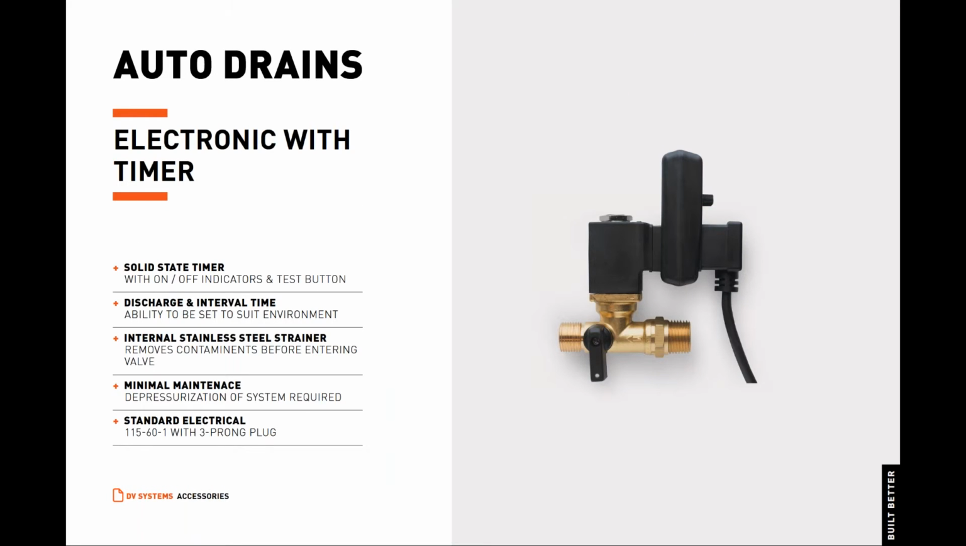The electronic auto drain with timer is an electronic drain valve which automatically discharges condensate at predetermined intervals, every X minutes for Y seconds. The discharge time and interval time can be set to suit your particular environment and application. The moisture is filtered at the strainer ball valve, and any large particles are captured by an internal stainless steel mesh filter. The electronic auto drain features a solid-state timer with on-off indicators and a test button, and an anti-corrosion brass body. The electronic auto drain is powered by a standard 115-volt, single-phase, 3-prong plug with a 6-foot cord length.